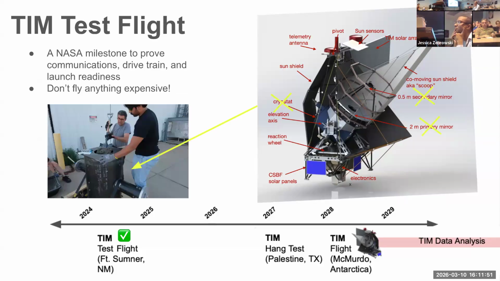This is a NASA milestone to prove communications, drivetrain, and launch readiness. And the golden rule of test flight is that you don't fly anything expensive because this payload is going to crash. So you don't fly your mirror, which is a really expensive mirror, and you don't fly the cryostat. And instead you do, as you can see, our beloved Jay Alameda filling a block filled with concrete to have a mass model, the exact mass of the cryostat, instead during test flight.